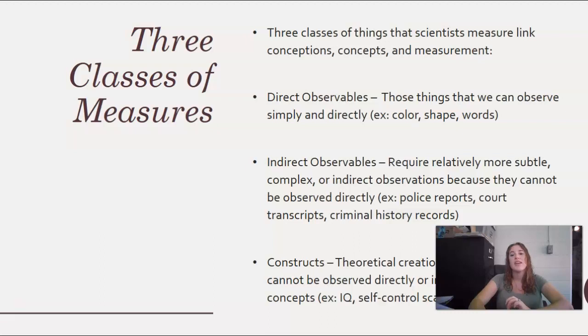Then we have indirect observables, which are a little more complex because you can't observe them directly. You don't see these things happen with your own eyes, but you know that they happen because someone else either recorded them, wrote it down. So for example, indirect observables are things like newspaper stories, court transcripts, criminal history records. And so when we read these records, we read these stories, we can read about past crimes that happened that we weren't able to see with our own eyes.